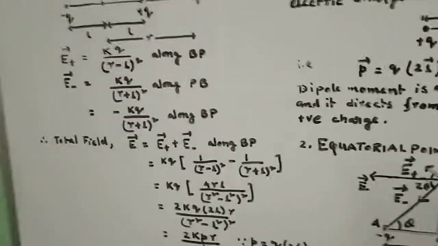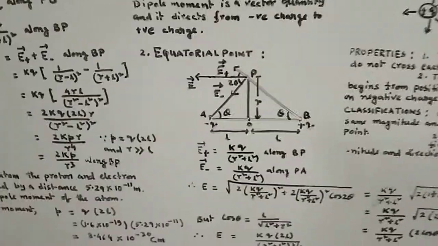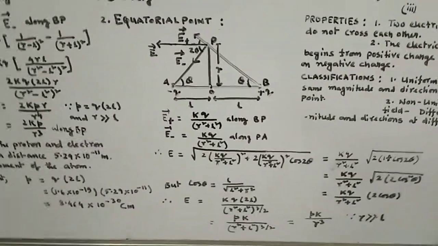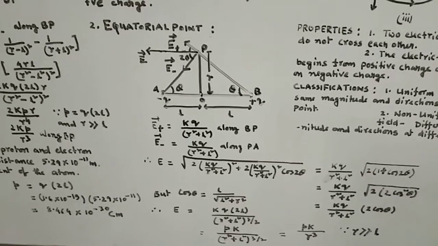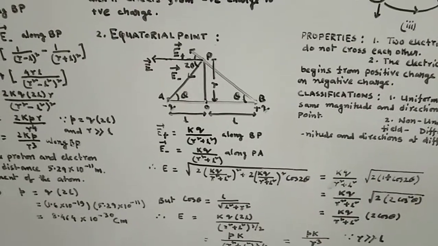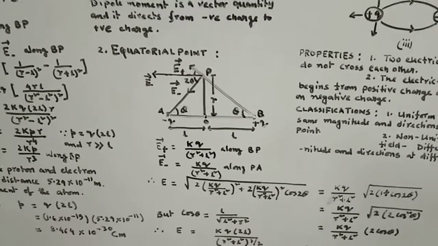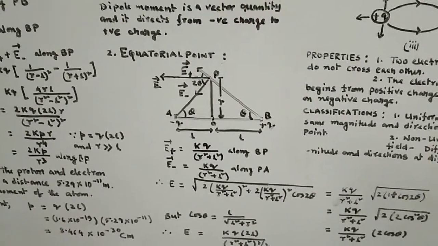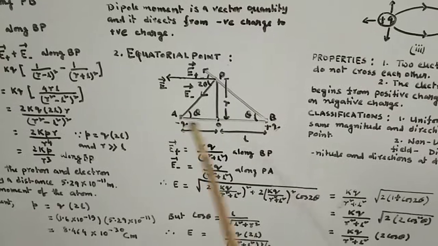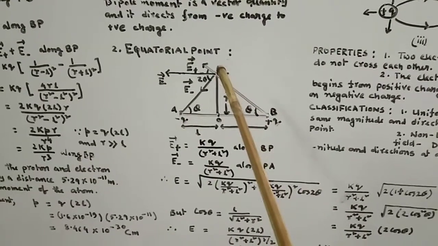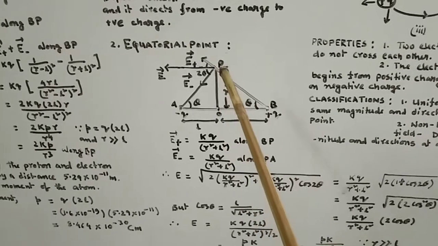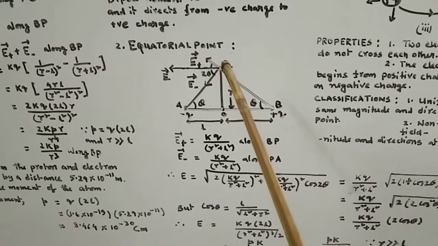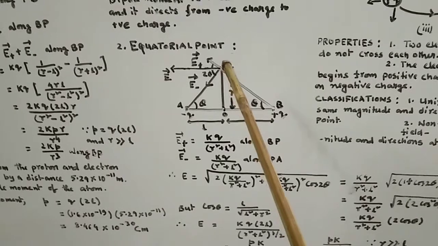Okay, so now let me go for this topic: the field due to a dipole at the equatorial point. At the equatorial point, you have to define the field due to the dipole. So this is your diagram, this is your dipole, and the equatorial line is the line which is the perpendicular bisector. P is any point on the equatorial line, and this is your dipole.